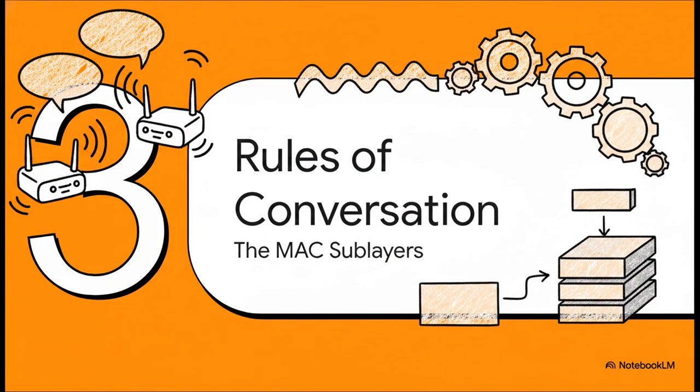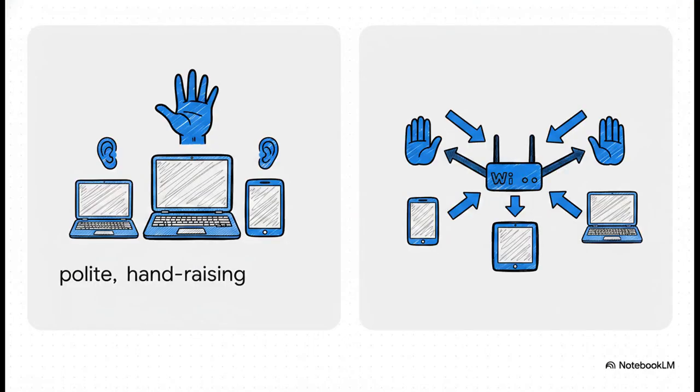All right, Section 3, the rules of conversation, the MAC sublayers. So, how do all these devices talk without constantly talking over each other? Well, this is handled by the MAC, or Media Access Control Sublayer, and there are two main conversational styles here. On one side, we have the Distributed Coordination Function, or DCF. This uses a method called CSMA/CA, which is essentially a protocol where devices have to politely raise their hands and listen to check if the airwaves are clear before they start speaking.